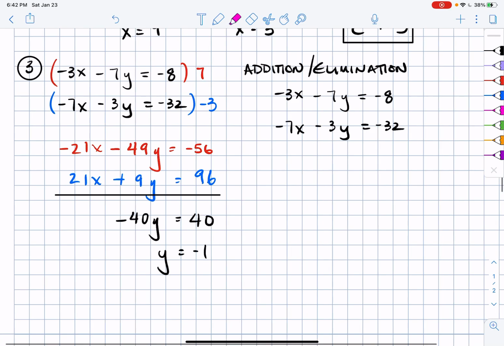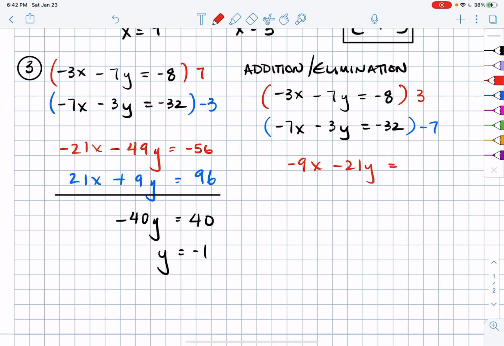So again, I'm going to look at the coefficient. Ooh, similar, right? So I'm going to do the same thing except backwards. So I can get 21. One has to be positive, one has to be negative. So I'm going to multiply the top one by a positive 3 and the bottom one by a negative 7. Okay, so the top one is going to give me what? A negative 9x minus 21y is equal to negative 24. And the bottom one is going to give me a positive 49x plus a 21y is equal to a very big number.